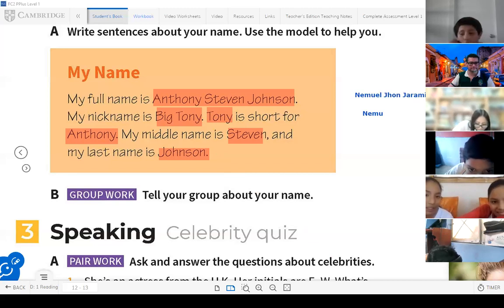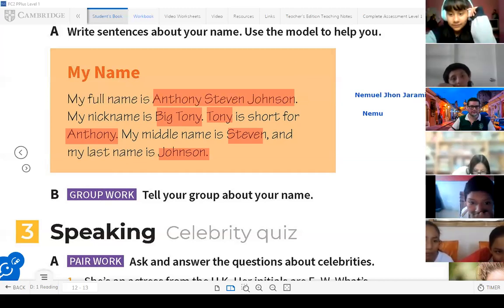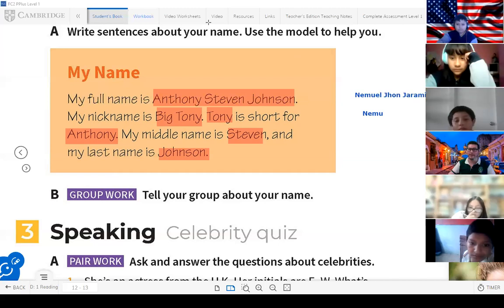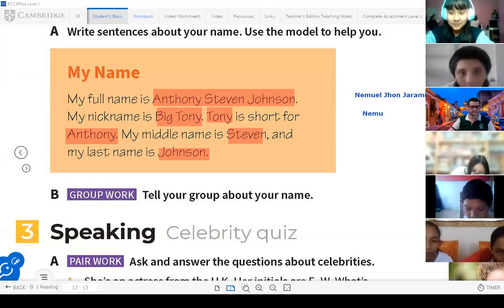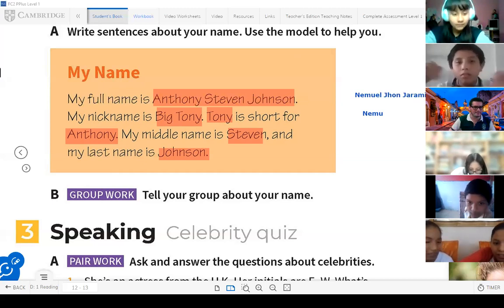Nobody? Nobody a volunteer? Come on, tell me. But this is about you. Esto es acerca de ti. Okay? You say, my full name. Mi nombre completo, my full name. Okay. Ruby, tell me, Ruby. Let's talk about you.